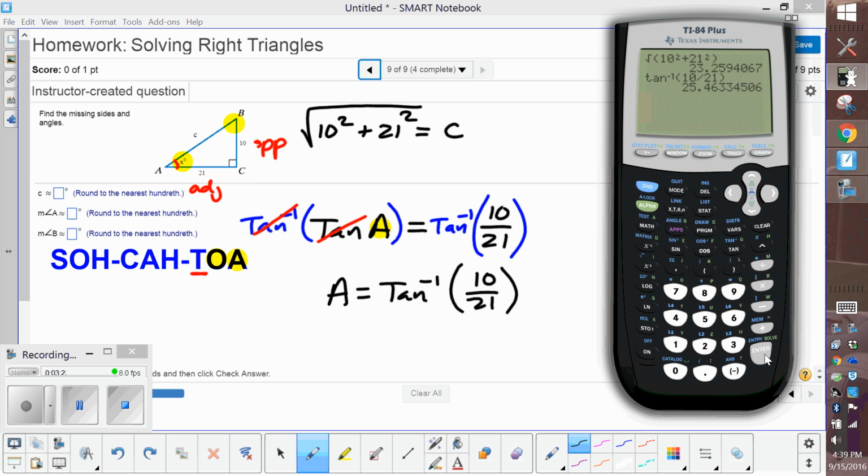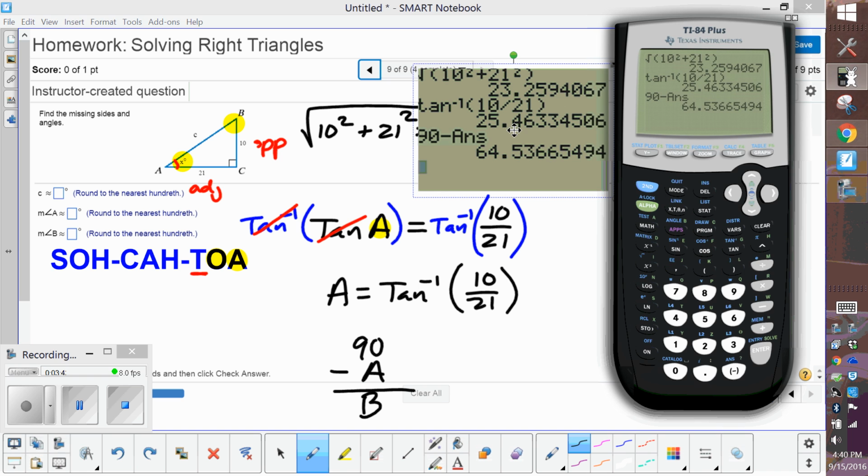Now, I could use trig again, but we know the fact that all 3 angles of a triangle add up to 180. And if that angle C is 90, then 90 minus angle A should be angle B. So on my calculator, I'm going to go 90 minus my last answer, so I don't have to type in all those decimals. And I get this. I'm going to go ahead and pull it off.